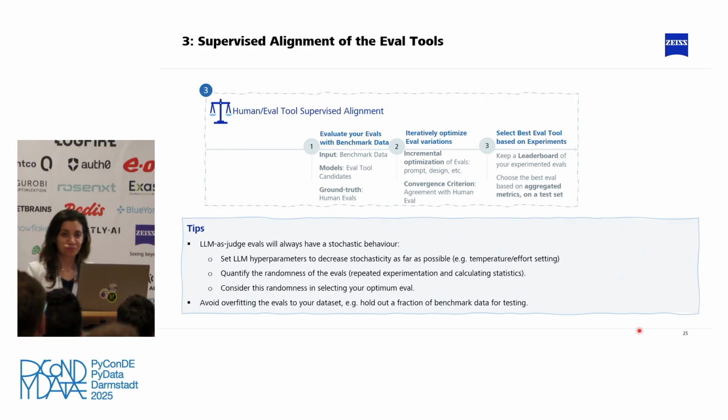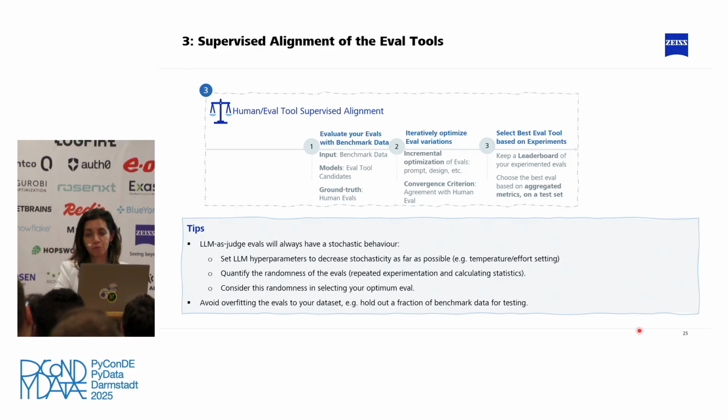Some tips here again. We are using LLMs as judges. They will remain highly stochastic, and you would need to strive to reduce this stochasticity as far as possible by setting the hyperparameters of the LLMs, but also by quantifying the randomness in the scores of your eval tools, and considering this randomness when you are coming up with the best performing eval tool. Also be mindful not to overfit your evals to your dataset. If possible, create a holdout dataset for testing your evals and select your best eval based on that holdout.